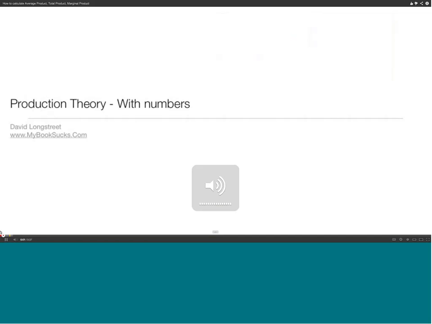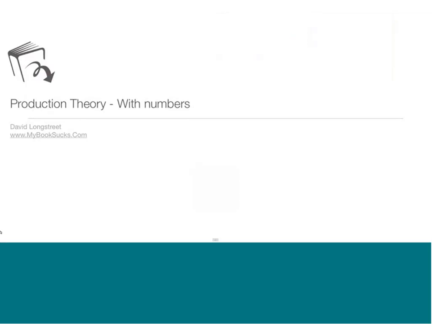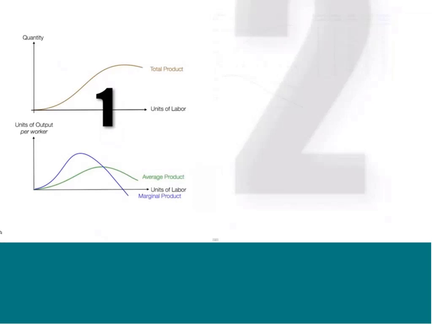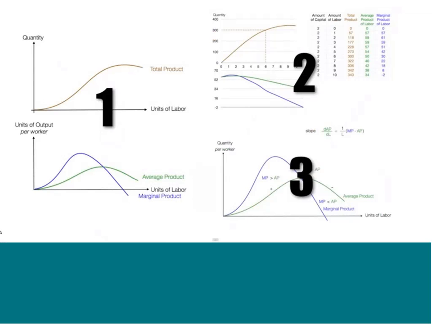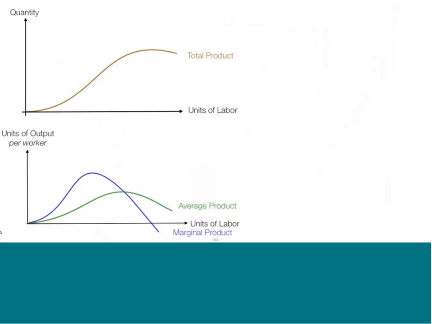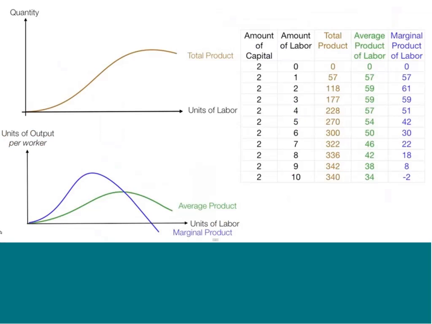In this tutorial, I'm going to discuss production theory with some numbers. While each of these tutorials is independent, this is the second tutorial in a three-part series. In this tutorial, I'll discuss production theory, and I will use some numbers. The total product curve and the marginal product and average product curves look like this. And in this tutorial, I'm going to take these numbers and plot them and calculate them as well and show you how it's done.